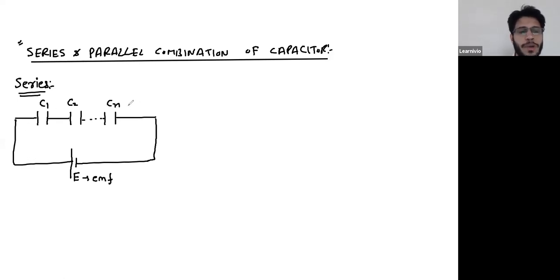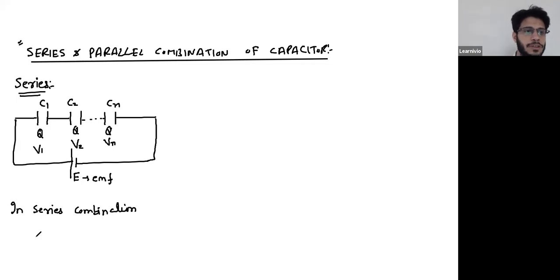Now, since there is no branching in the circuit, the charge stored in each capacitor would be the same, but the voltage will divide. So the EMF of the cell will divide into n parts. So we can write that in series combination, the charge stored in each capacitor is the same.